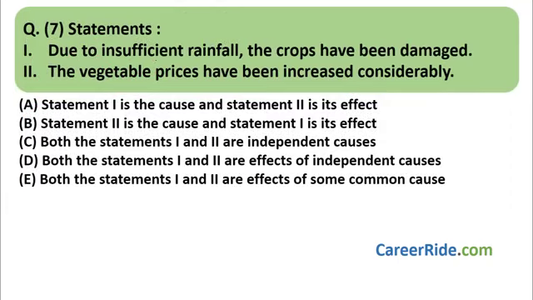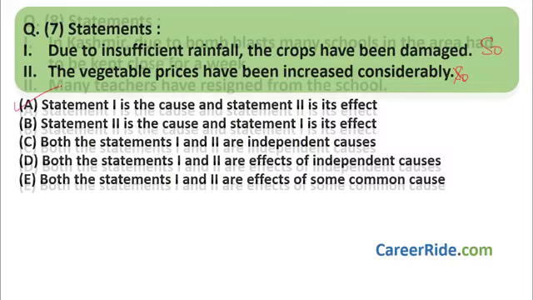Question number 7. Statements: due to insufficient rainfall, the crops have been damaged, so the vegetable prices have been increased considerably. Now this makes sense. Let's try the other way around. The vegetable prices have been increased considerably, so due to insufficient rainfall, crops have been damaged. This does not make sense. Only the first makes sense. So the answer is A.